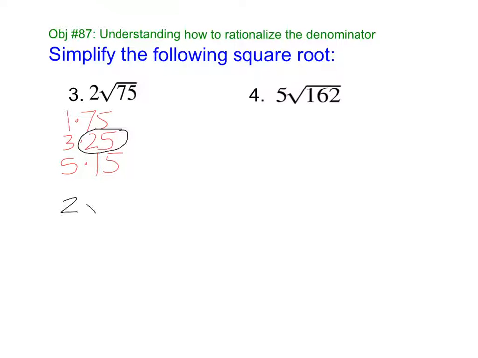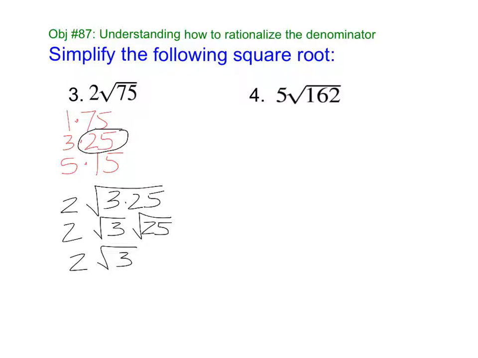Now don't drop that 2. So it's 2 times 3 times 25. 2 root 3 root 25. Can't do anything with that 2. I don't know the square root of 3. The square root of 25 is 5. Now we're going to take the two things that are not under the square root. These are really multiplying, right? Just like with 2x, 2x means 2 times x. So 2 root 3 means 2 times root 3. So this is all multiplication. So we're going to multiply the 2 and the 5, and that's your answer.